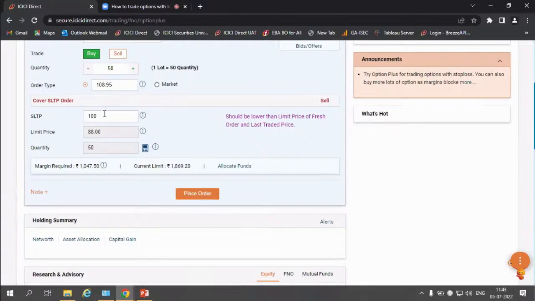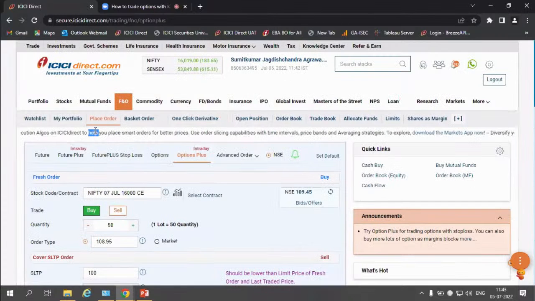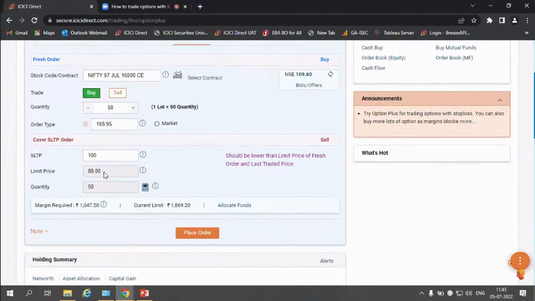What the system does is, this is going to be a trigger price, and there is a possibility that you may get filled at 98, 97. It depends upon the market fluctuations and the speed at which it is moving. The limit price comes here at about 88 rupees. So 88 to 108 is about 20 rupees, roughly. So 20 fives is about 1,000 rupees. This is the margin you will require in order to place this particular order.